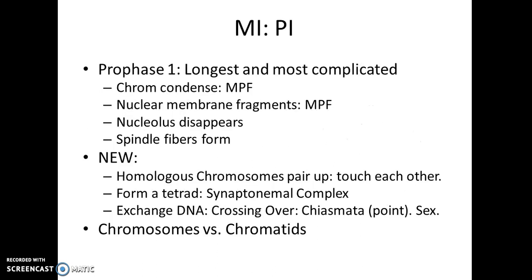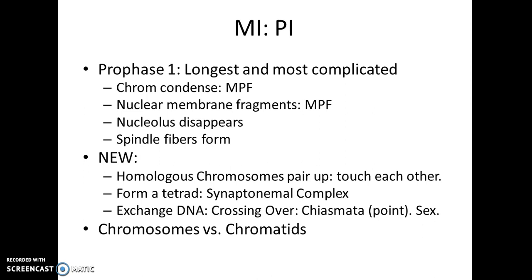Now, in meiosis 1, prophase 1, this is the longest and most complicated of all the steps of meiosis. So if you understand this step, then everything else is a slice of pie. So prophase 1 starts off similarly to prophase in mitosis. The chromosomes condense because of MPF. The nuclear membrane fragments because of MPF. The nucleolus disappears because the chromosomes condense, and the spindle fibers form. And all of that stuff is from prophase of mitosis.